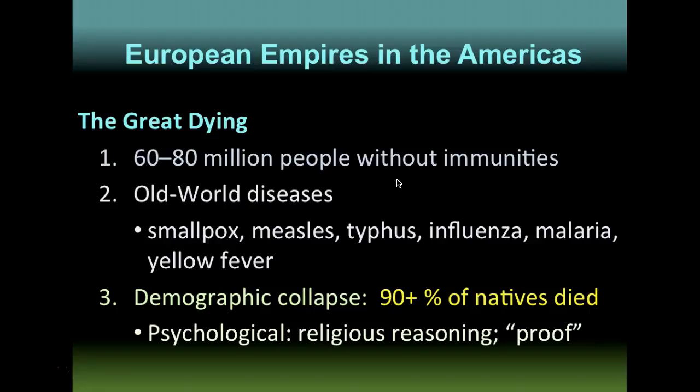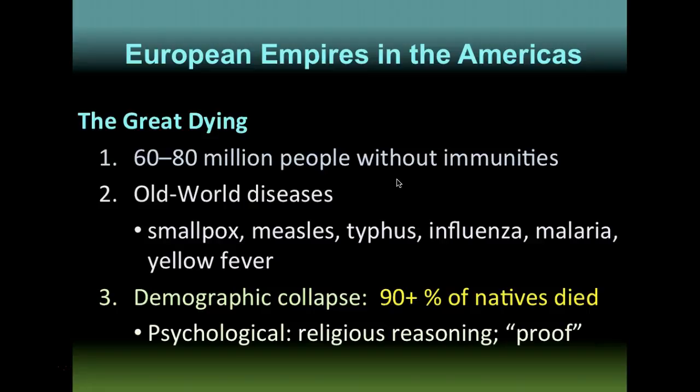Okay, so European empires in the Americas. Before Europeans take over and are completely powerful in the Americas, that is North and South America, including Mesoamerica, Middle America, where the Aztec Empire is, there is something called the Great Dying. We have 60 to 80 million Native American people, and these numbers are approximate. We don't have census people walking around asking how many people do you have in your household at this time, but we do know that the approximate numbers are 60 to 80 million people.